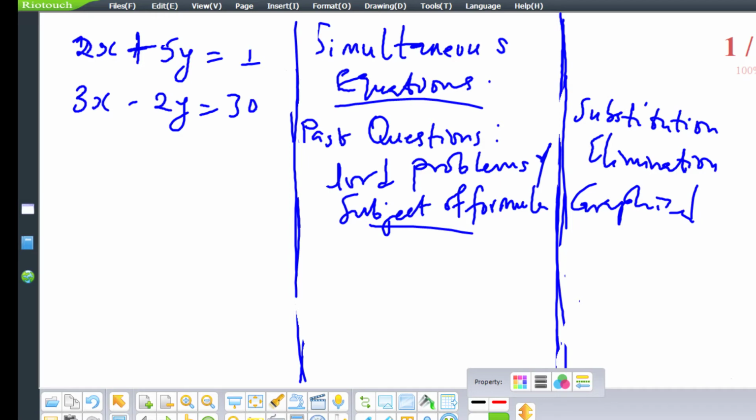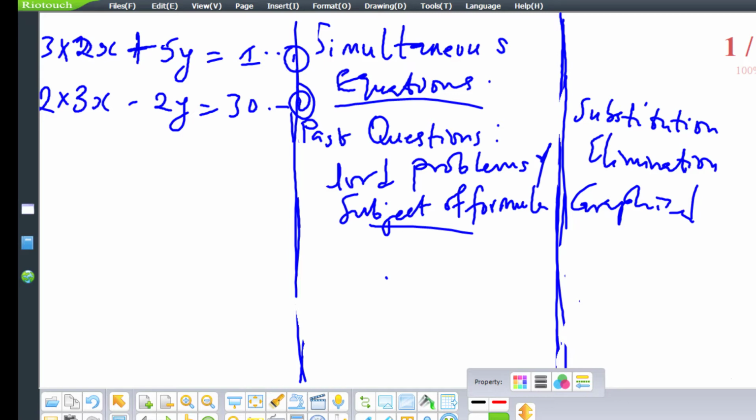Or if you decide to use y, you multiply equation 1 by the coefficient of y in equation 2, and multiply equation 2 by the coefficient of y in equation 1. But let's use x this time around. Now, what's the coefficient of x in equation 2? That's 3. So multiply equation 1 by 3. Don't forget to label this as equation 1 and this as equation 2. So you multiply equation 1 by 3 and multiply equation 2 by 2, which is the coefficient of x.